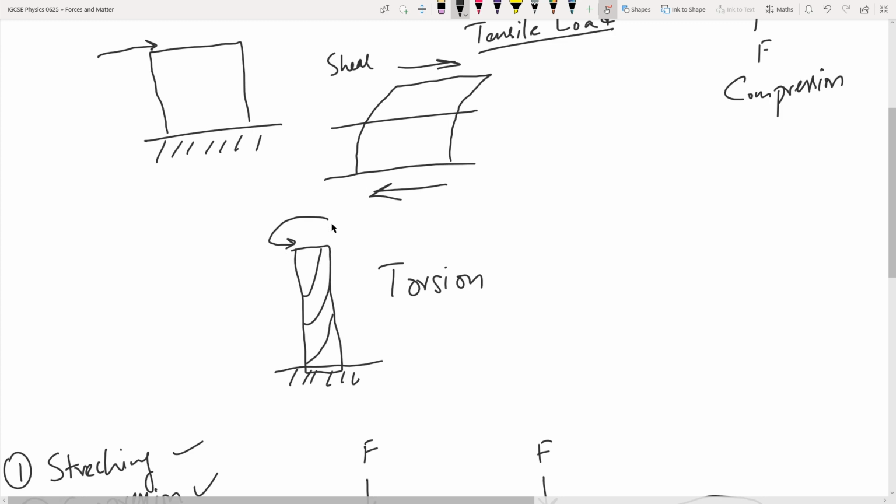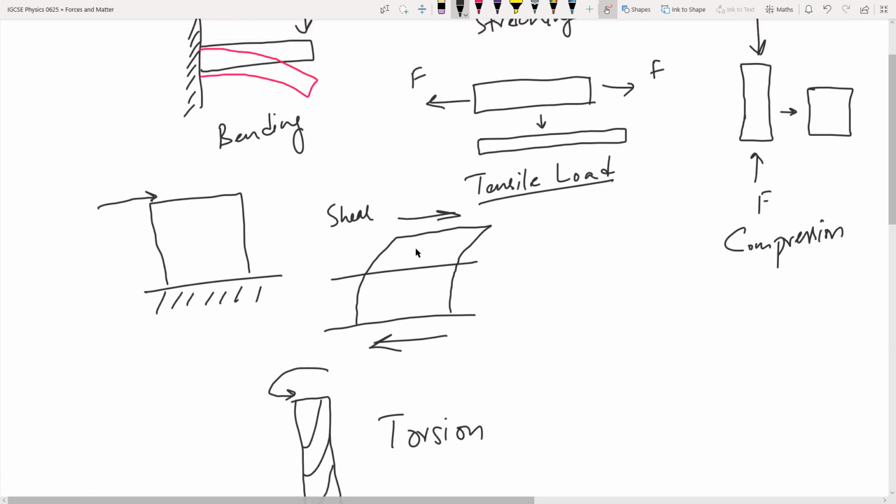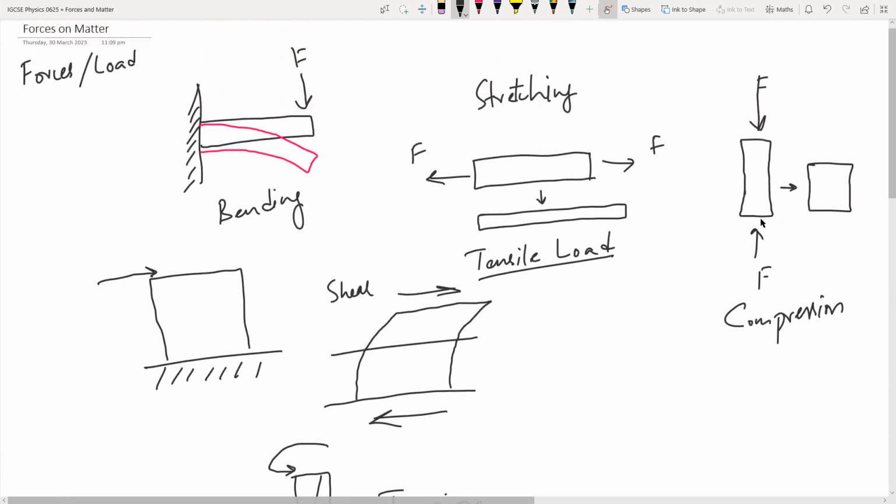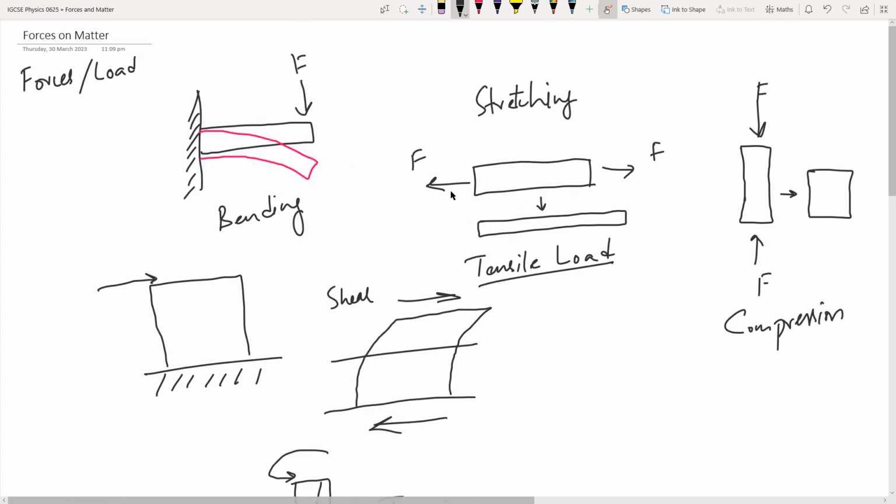This is a rotational load, this is a shearing load, this is a compression load, this is a tensile load, and it's a bending load, right? So you can call those the forces which are creating these loads on matter, right? Now that's the basic idea of this unit.